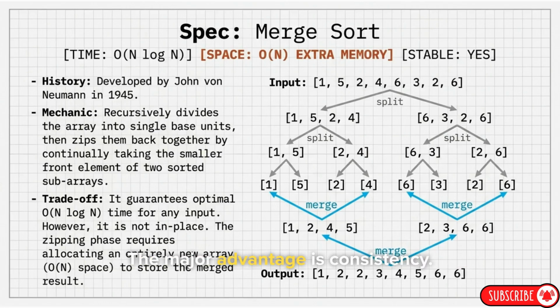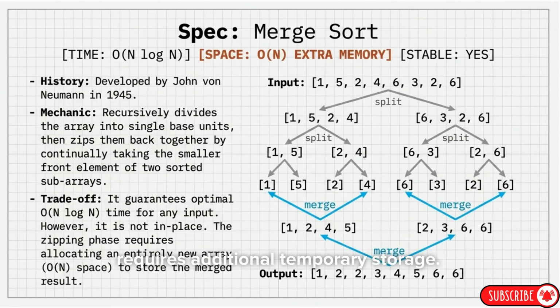The major advantage is consistency. Merge sort guarantees O(n log n) performance regardless of input conditions. The trade-off is memory usage, since merging requires additional temporary storage.